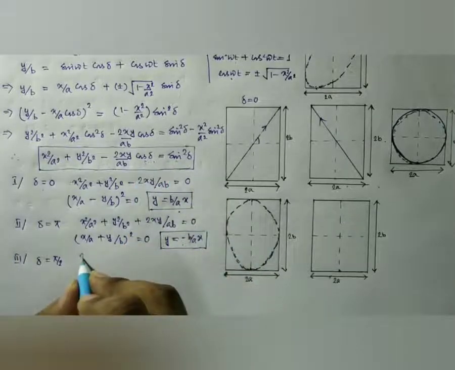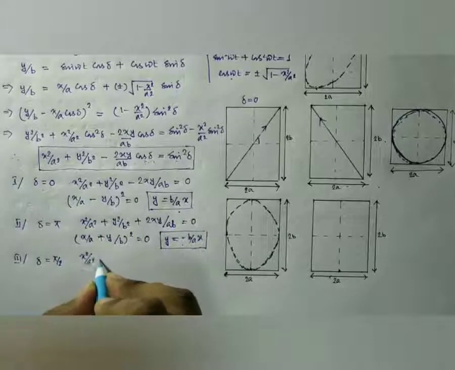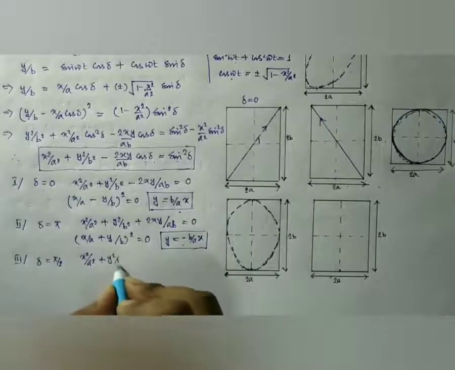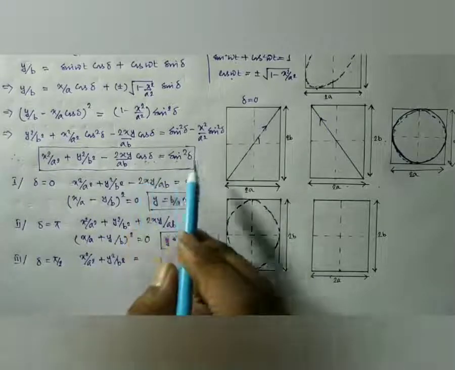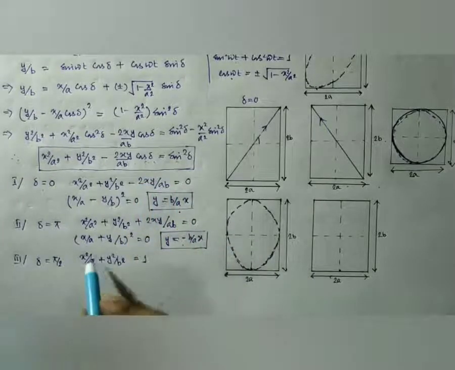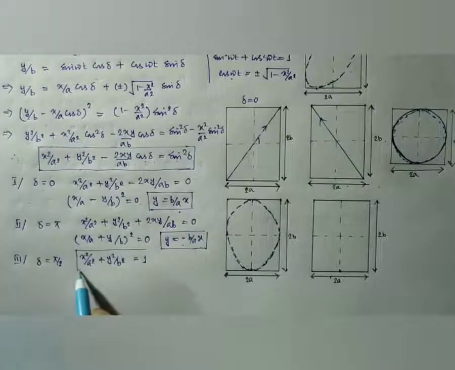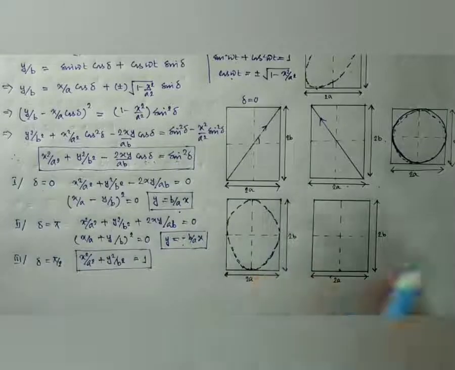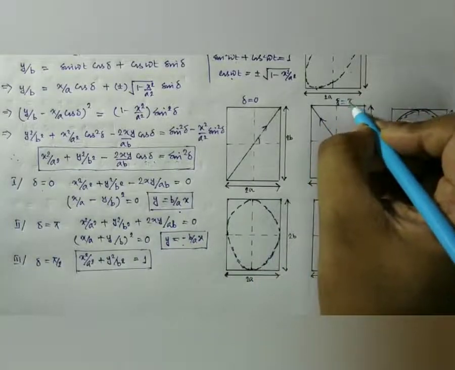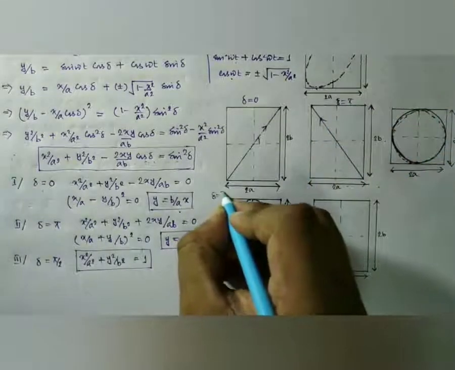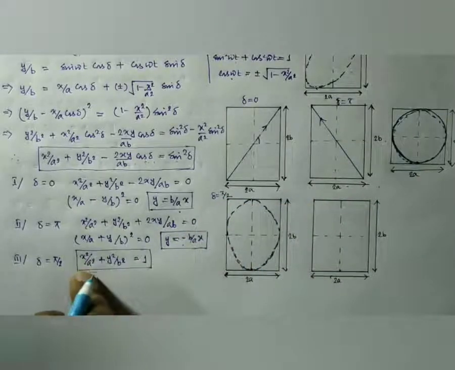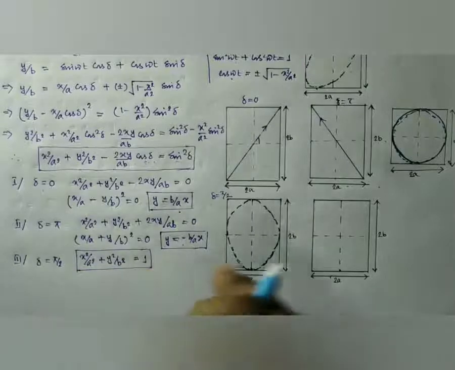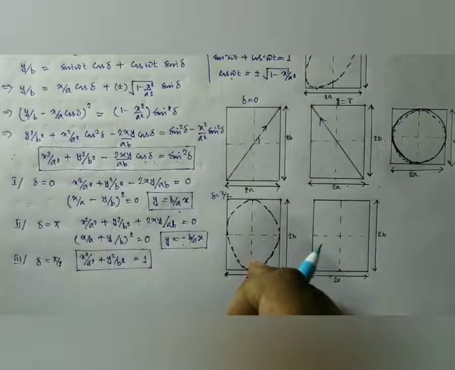So we have x square by a square plus y square by b square equal to 1, since cos pi by 2 is 0 and sin pi by 2 is 1. Look here, it is an equation of an ellipse. Before it was the case of delta equal to pi. Now this is the case delta equal to pi by 2. So we have an ellipse, x square by a square plus y square by b square equal to 1. We have an ellipse here.